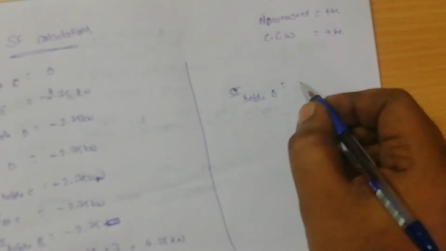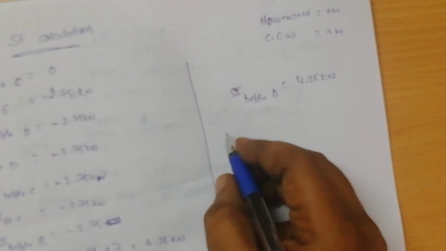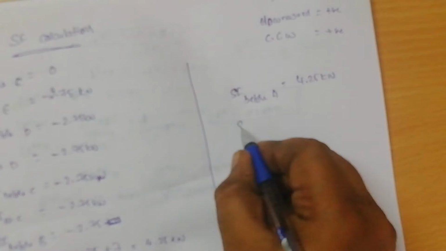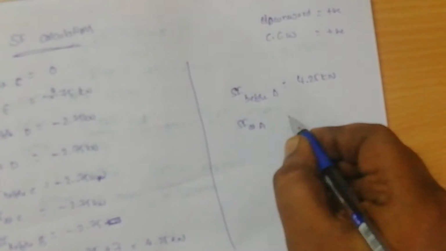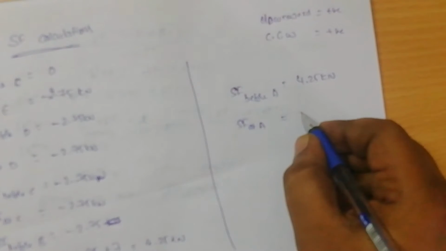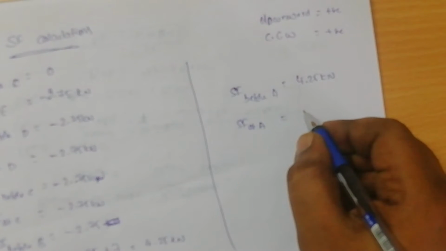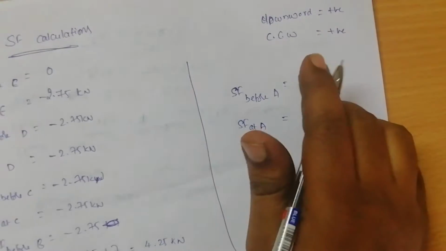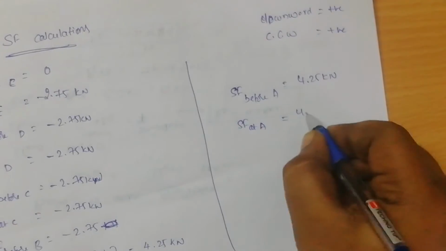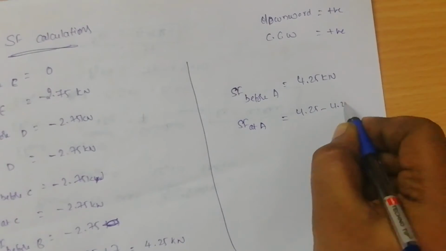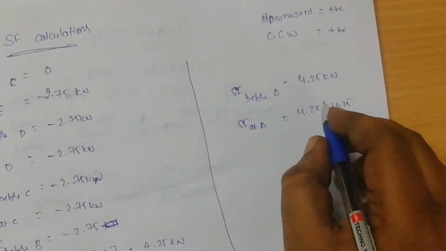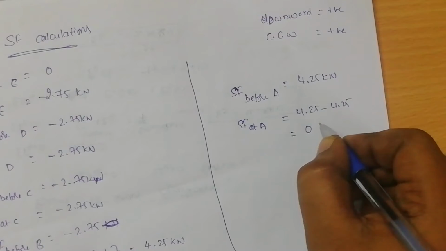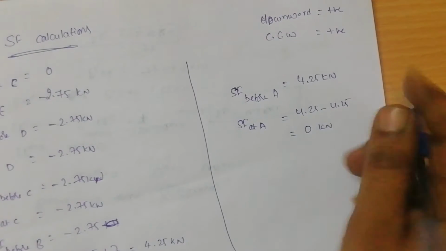Now shear force before A point. Before A point, what is the force we are having? The same value will repeat, 4.25 kilonewton, because we have already solved all the forces on the right side of it. Shear force at A, exactly at point A, we are having a point load, that is nothing but the reaction force, that is 4.25 minus 4.25, which is 0 kilonewtons. So we got the values.